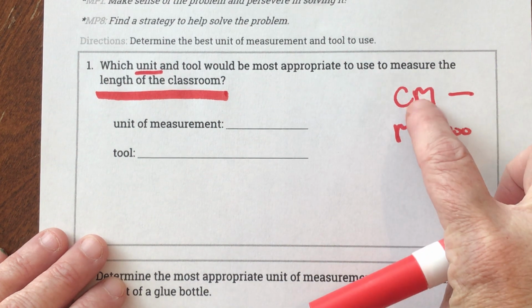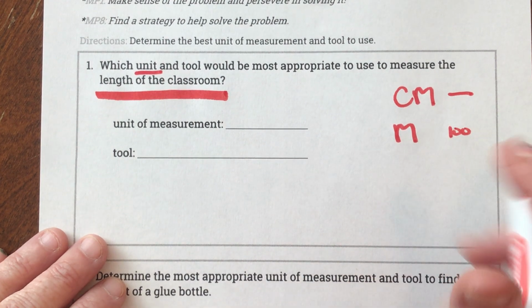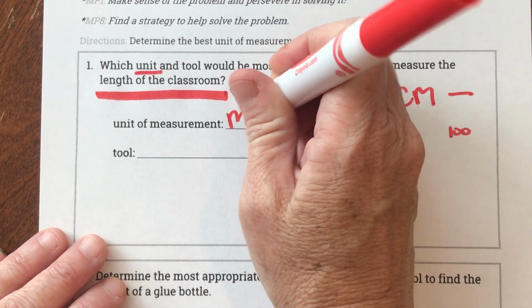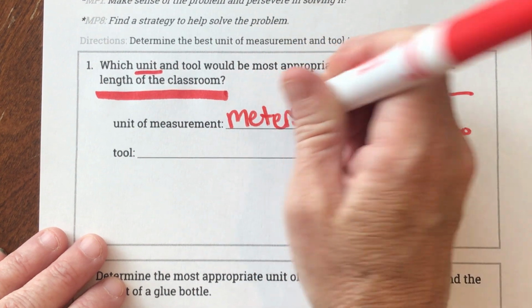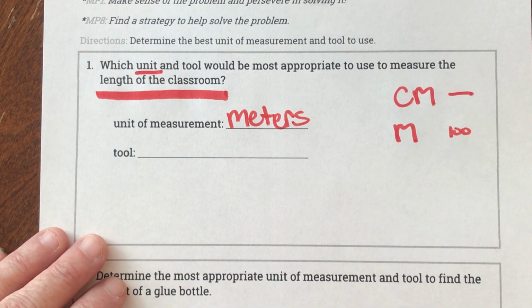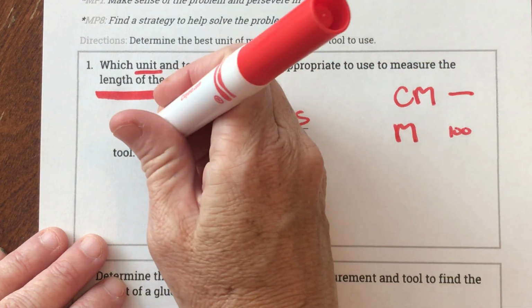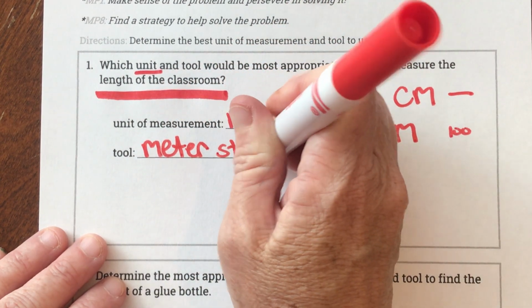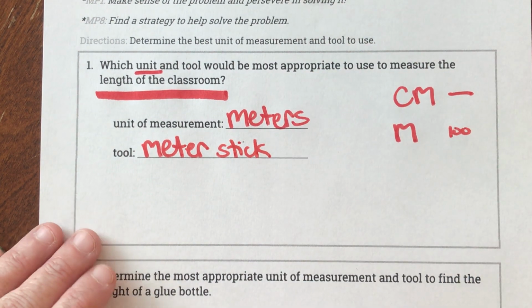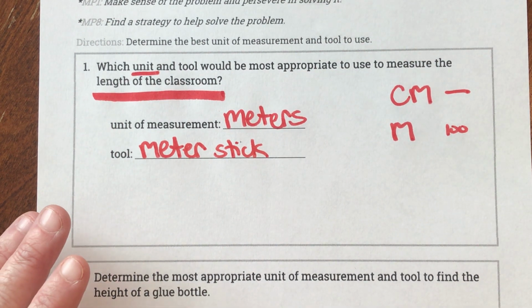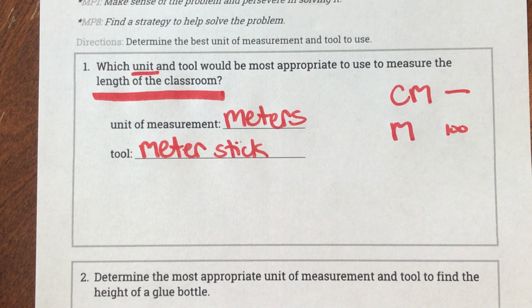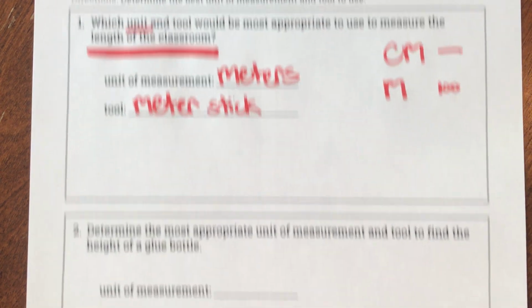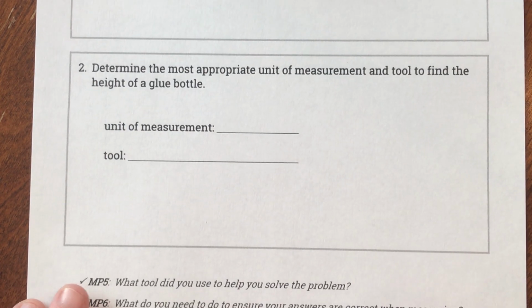Because a centimeter is such a small measurement, I'm going to choose a larger measurement. So I'm going to choose meters. And what tool do you use with meters? You use a meter stick, which is like a yardstick. It's a really tall, usually wooden ruler. It looks like a ruler, but it's much larger and usually made of wood. Okay, let's look at our next example.